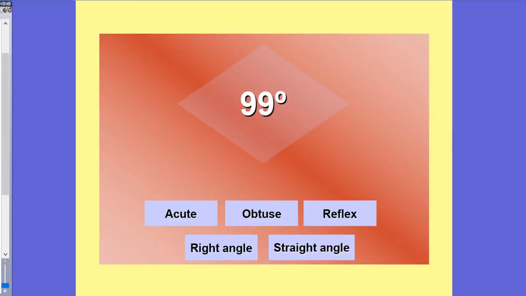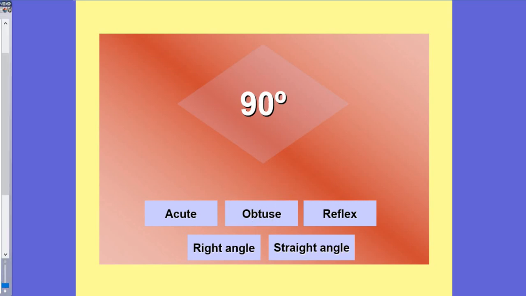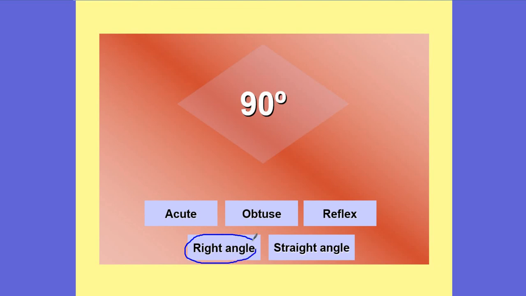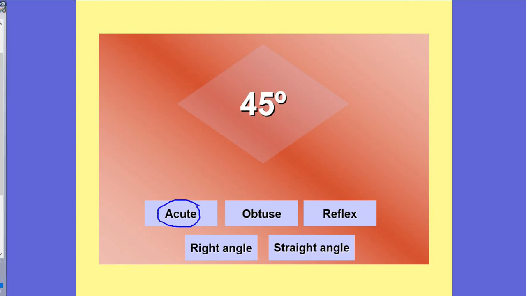Okay, Year 7, dark blue books closed. Is 99 degrees acute, obtuse, reflex, right angle or a straight angle in your light blue books? Tell me now. Great, it's an obtuse angle. How about now? Right angle, 90 degrees is a right angle, lovely. How about now? 45 is an acute angle.